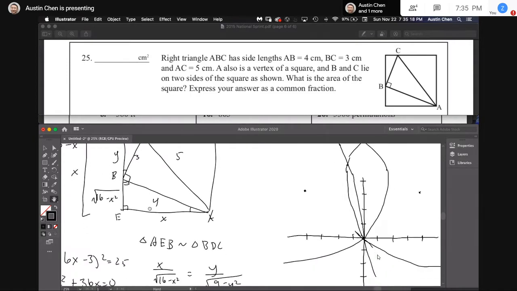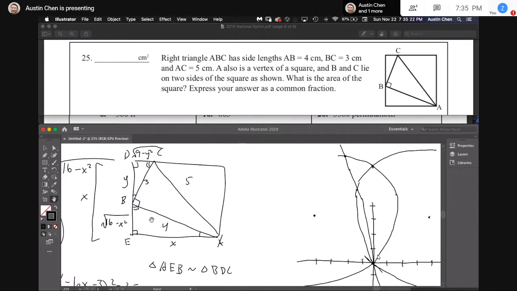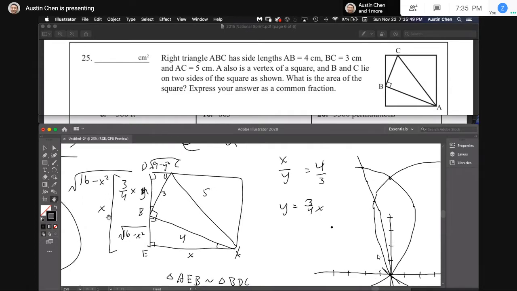Okay, so then we can say x over y equals 4 thirds. From this we will know that y is equal to 3/4 x. And if y is 3/4 x, then BE will be equal to 1/4 x. So this sums to x, and then this will just be 1/4 x.